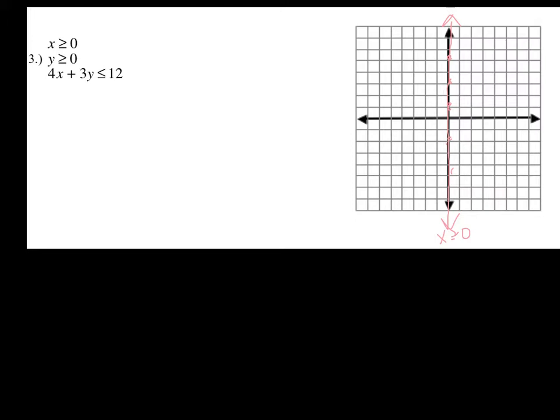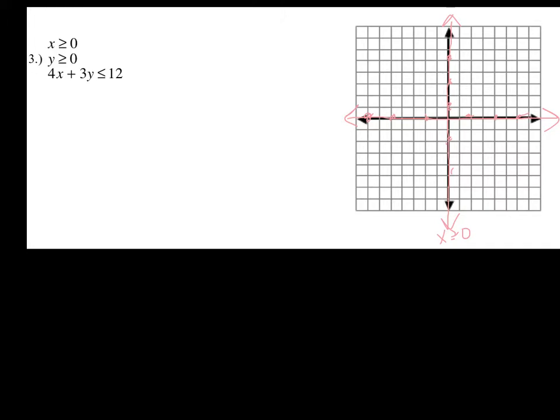Your second line says y is greater than or equal to 0. Well, that's the x-axis. If we want y to be 0, you haven't moved up or down at all. So you're here somewhere on the x-axis. All of these points contain a y value of 0. X can be anything.